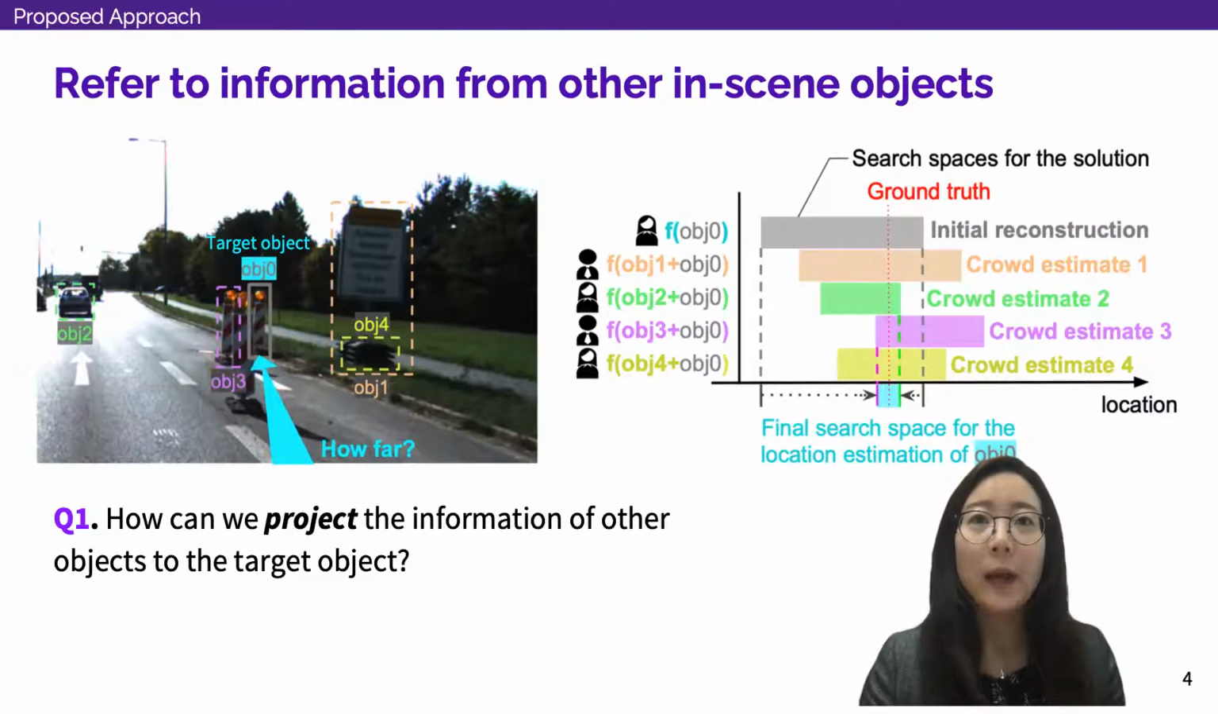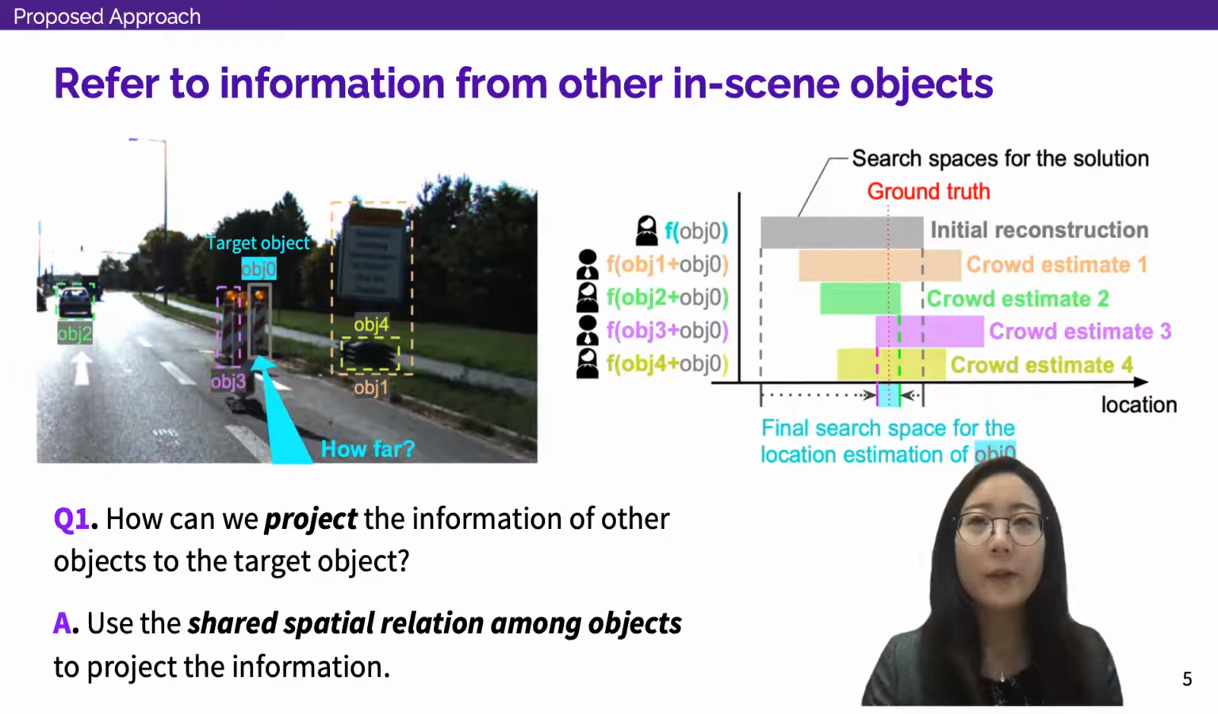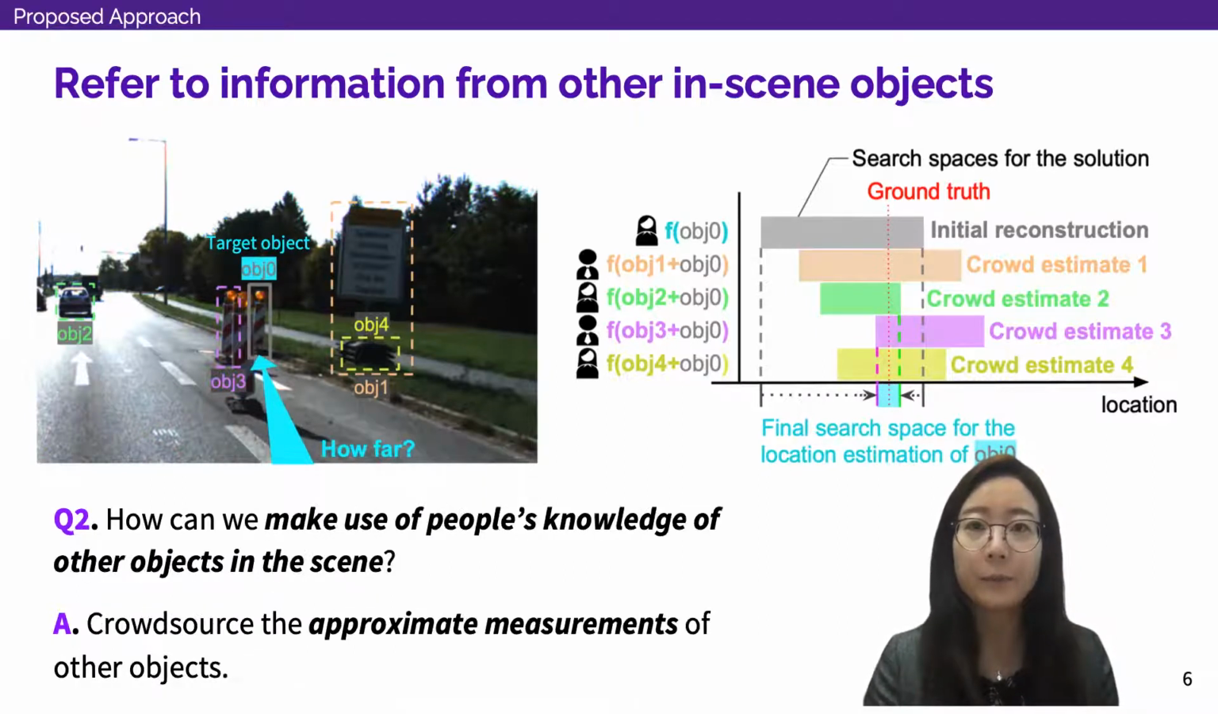Then our question is, how can we project the information from other objects to the target object? Our answer is to use the shared spatial relationship between the objects to project the information, in the form of annotations, to the target object.